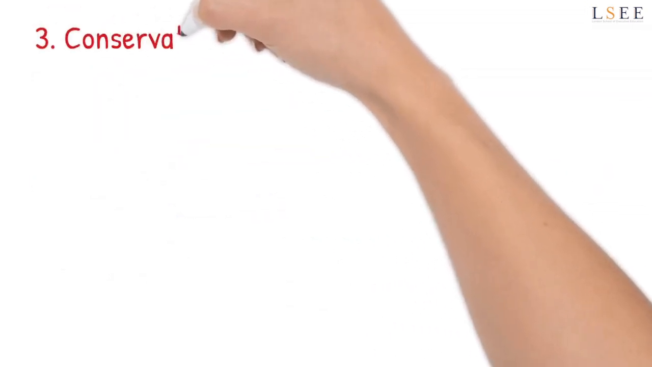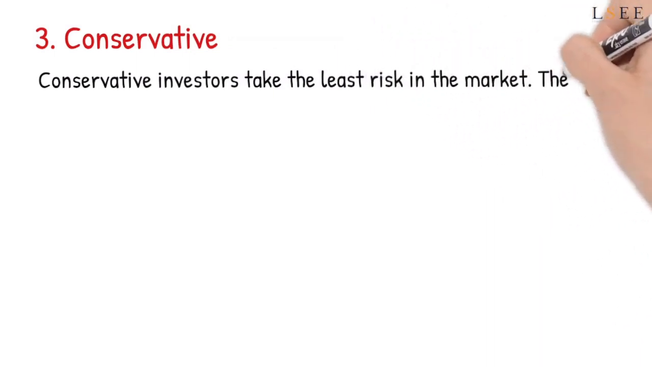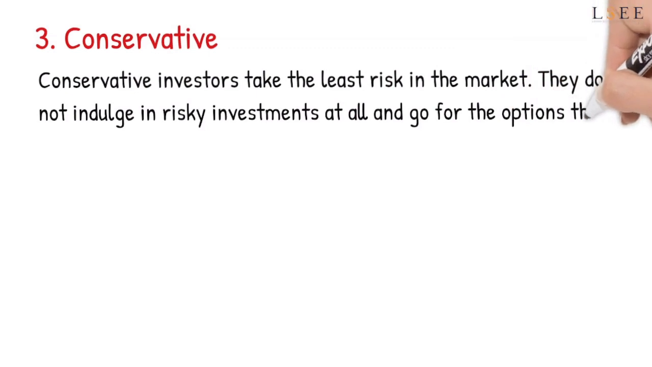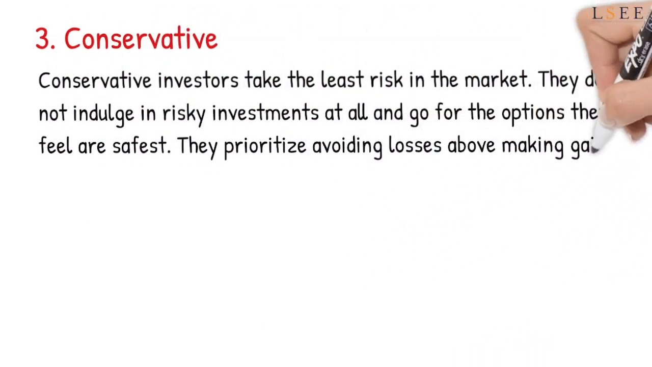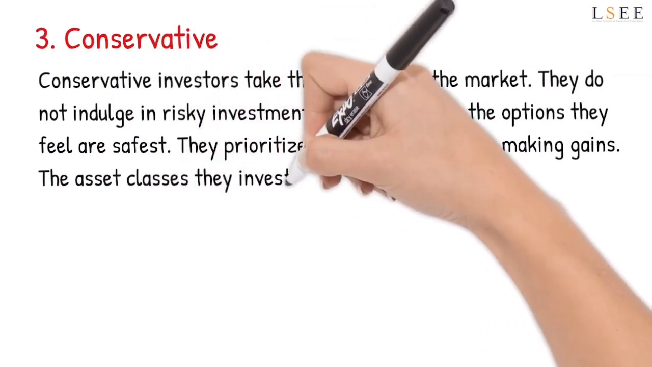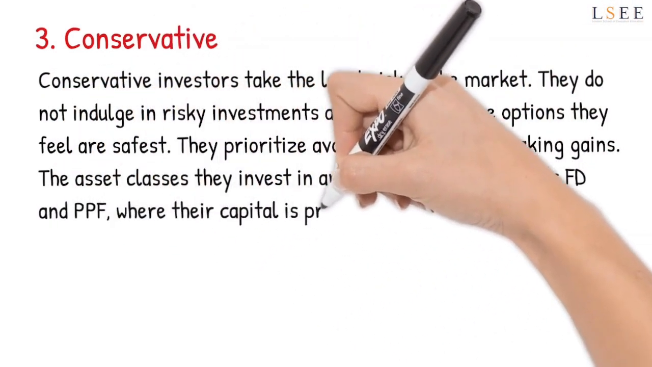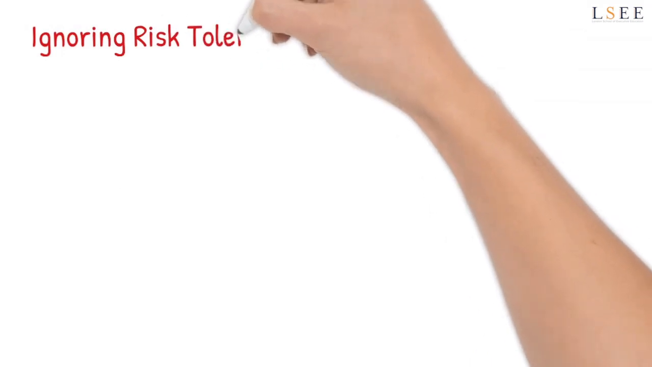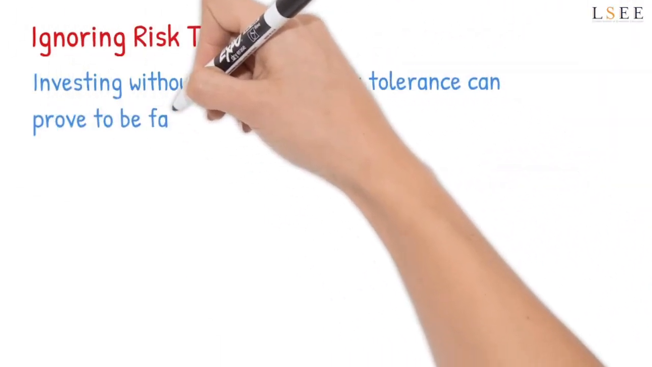3. Conservative. Conservative investors take the least risk in the market. They do not indulge in risky investments at all and go for the options they feel are safest. They prioritize avoiding losses above making gains. The asset classes they invest in are limited to a few, such as FD and PPF, where their capital is protected.